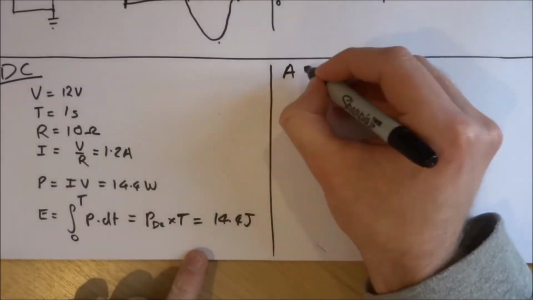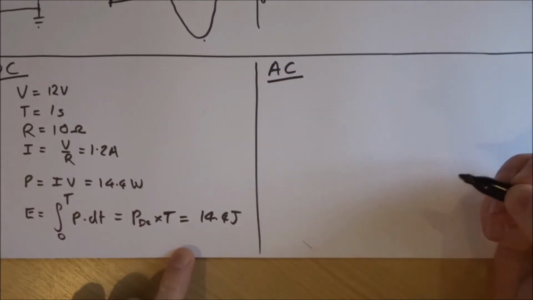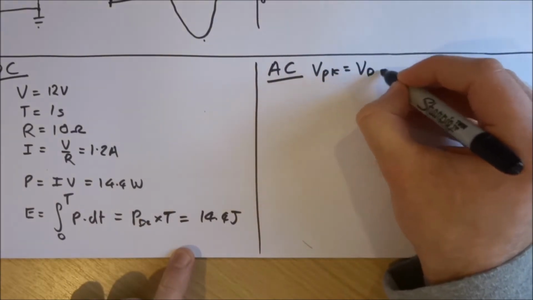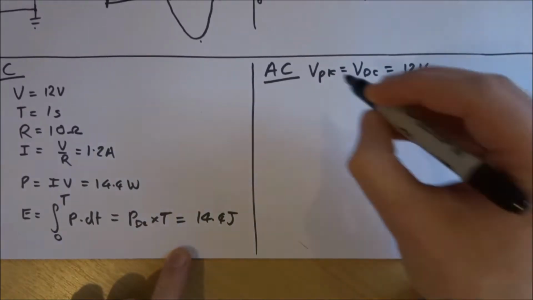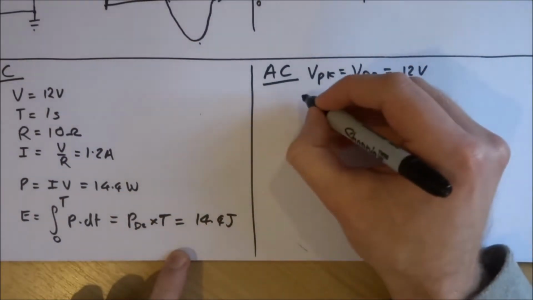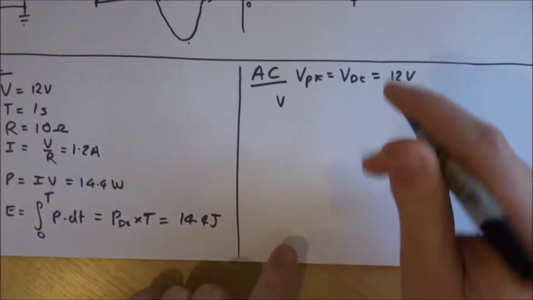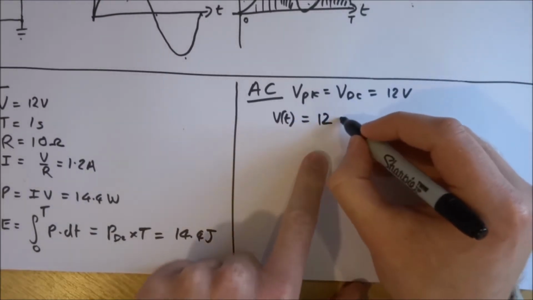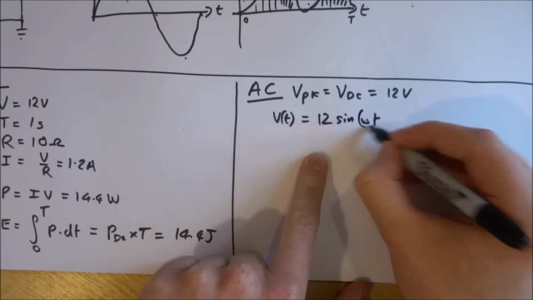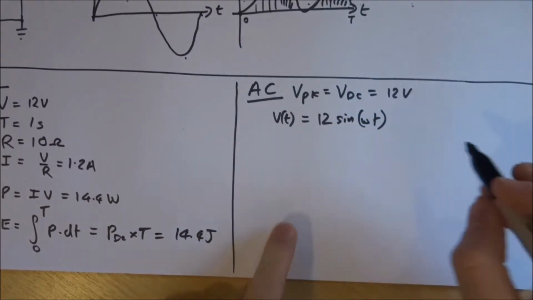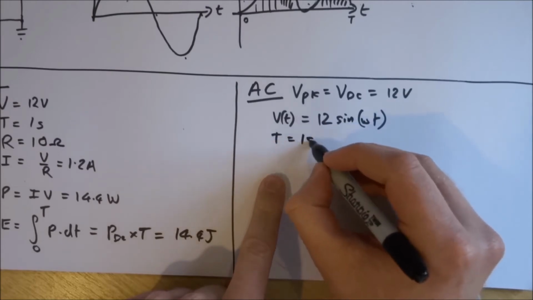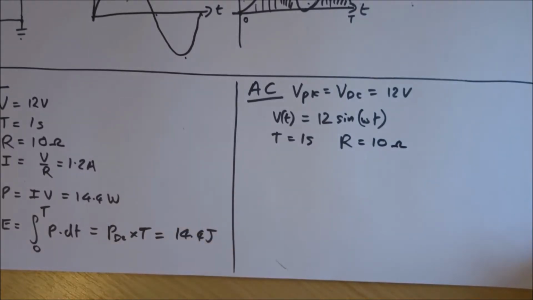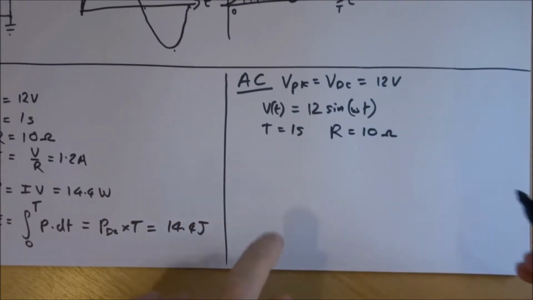If I now switch to the AC example, again we make our peak voltage equal to the DC voltage, which was 12 volts. But because the voltage is time varying, we need to know what the function is. In this case it's a sine wave with a peak amplitude of 12 volts, so it will be given by 12 times the sine of omega t. Again we will make our capital T 1 second, and our resistance will be 10 ohms. So exactly the same setup as before, the only difference being that the voltage is now AC.